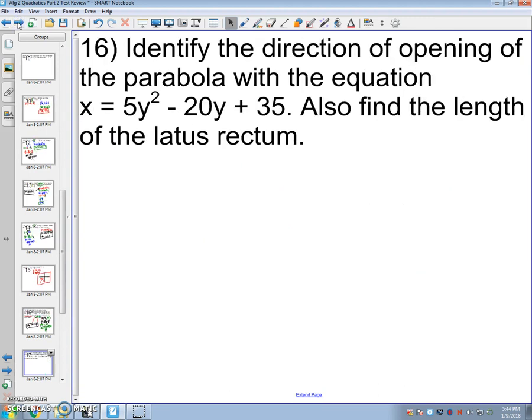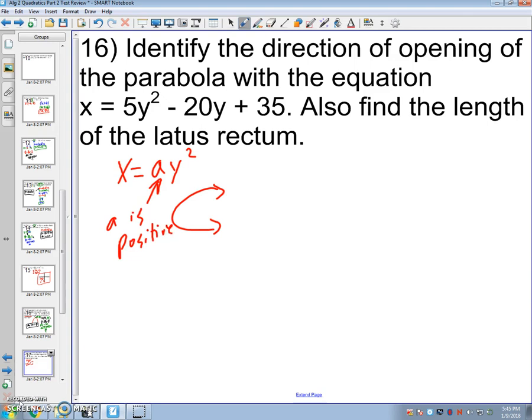16. Identify the direction of opening of the parabola with this equation. Also find the length of the latus rectum. So this is just like number 1, or was it 2? I don't remember. So this is the x equals a y squared parabola. Remember, y squared is always sideways. If a is positive, you go right. If a is negative, you go left. Since a is positive, it's going this way, right? Because a is positive. All right, so we know the picture is going right.